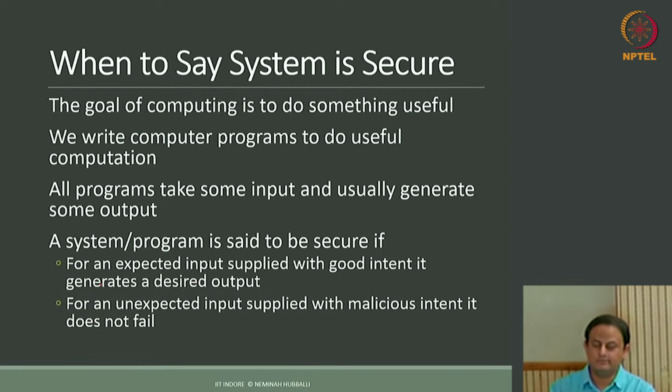So this is actually a very generic definition. An application can be as complex as you can think of, such as a banking application, or it can be as simple as a program written for adding two numbers. When these two conditions are met, the system is said to be secure. This includes even the operating system as well. The operating system is also a program. So if the operating system does not fail, and works properly when the right input signals are given, then the system is said to be secure.